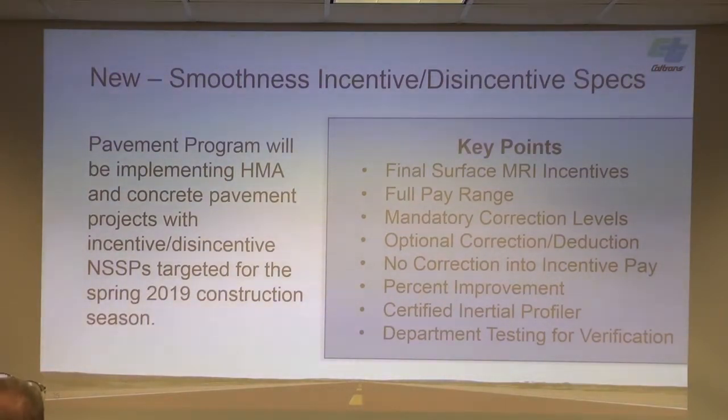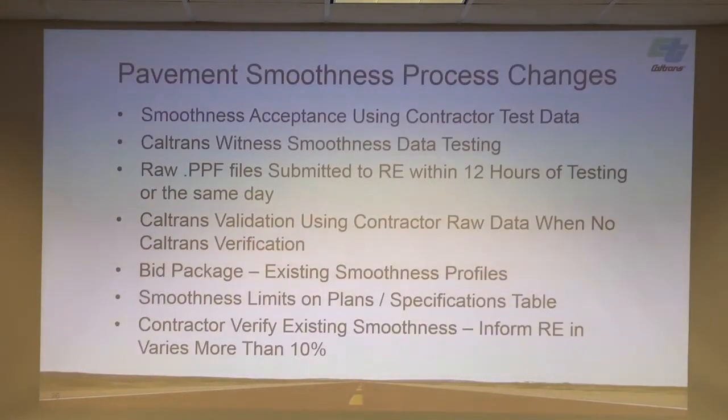But in lieu of verification, we can use contractor data to make payment. So that's basically what it's saying: smoothness acceptance is using contractor test data. Caltrans, we want to witness the test. So part of talking with FHWA is us being out there to witness a test, and then we've got requirements in the spec for the contractors to give us the raw data. When they run that test, give us the raw data within 12 hours or the same day as the test. And that's to protect the integrity of the test data.